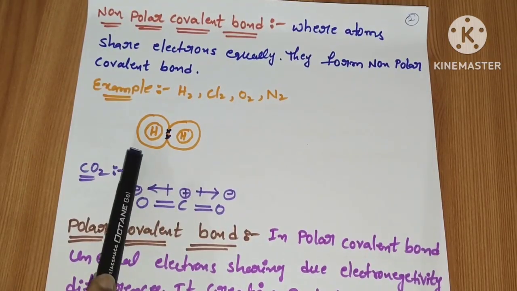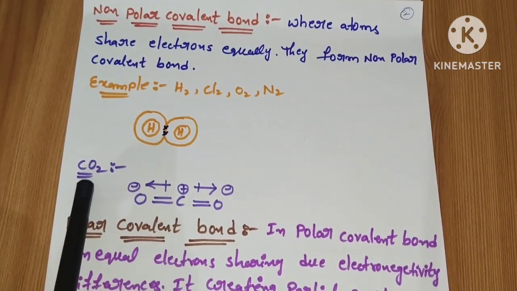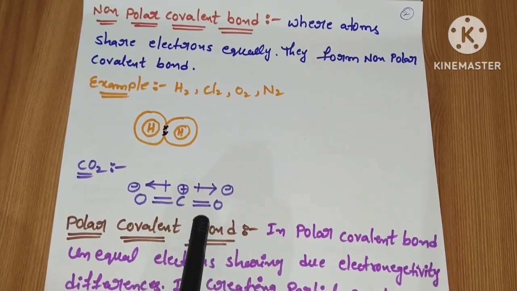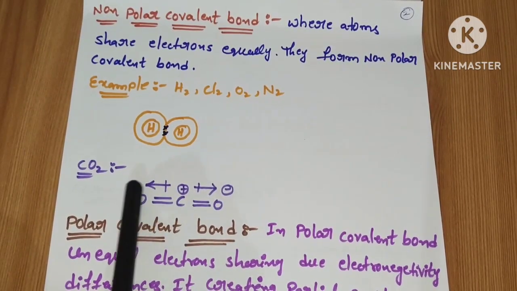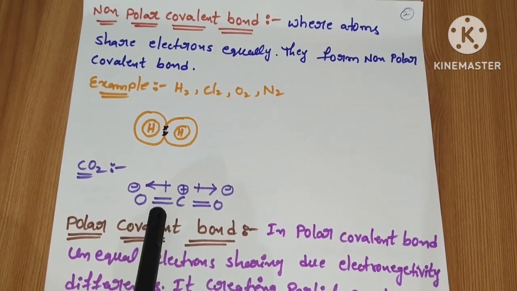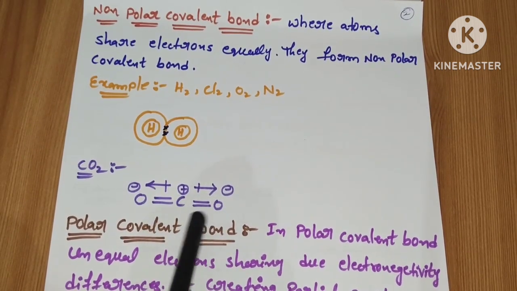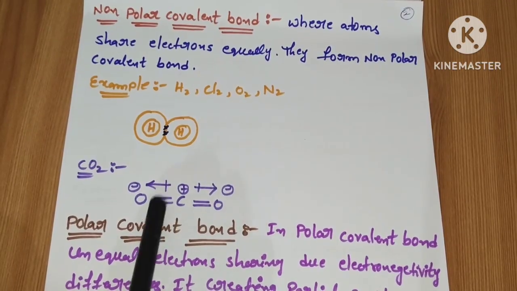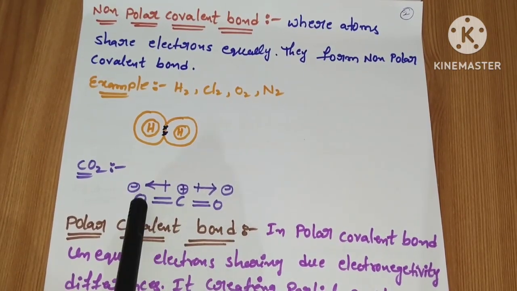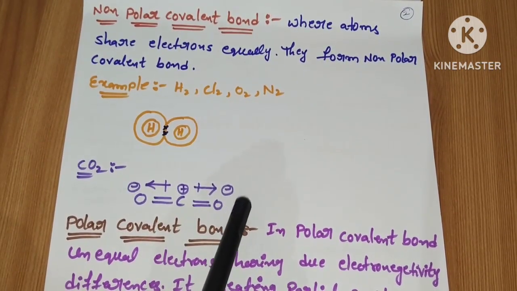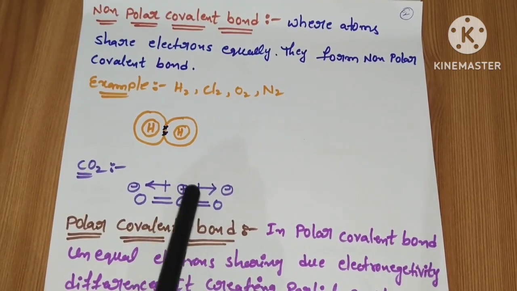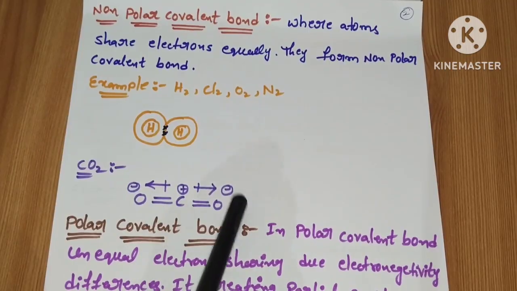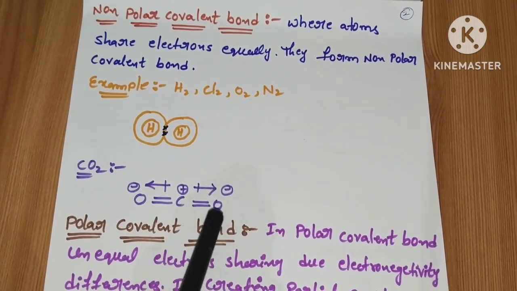So, they are non-polar. If we take carbon dioxide, the attraction of electrons from the oxygen on the left is exactly balanced by the attraction from the oxygen on the right. The opposite forces or dipole moments are equal in strength and opposite in direction. So, they cancel out, making the overall molecule non-polar.